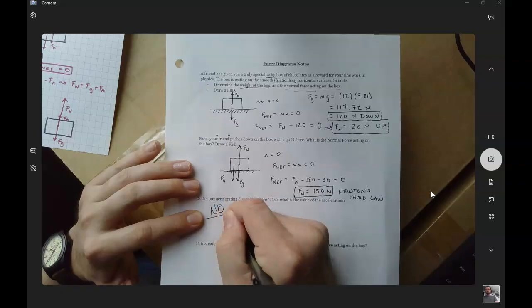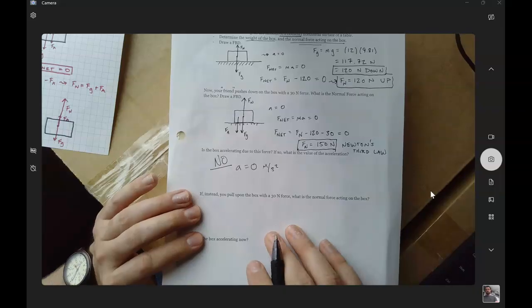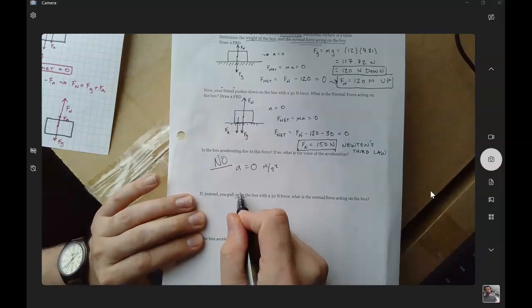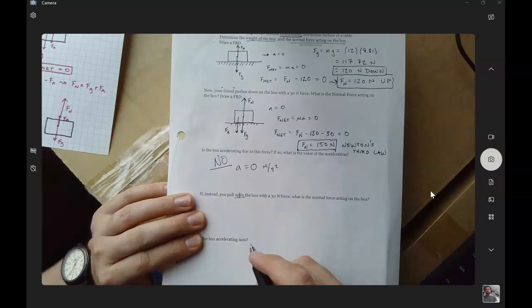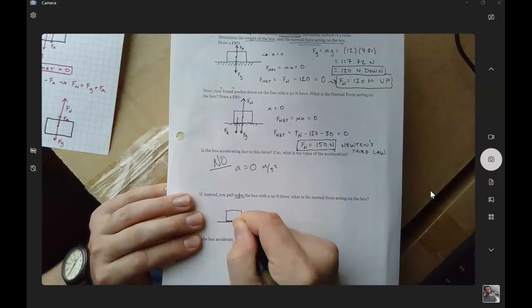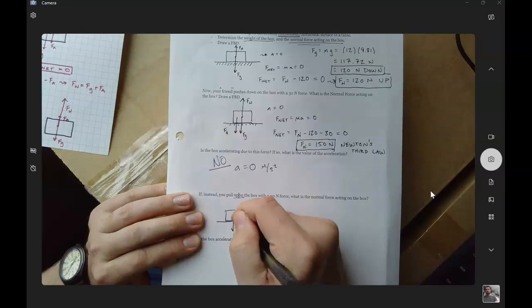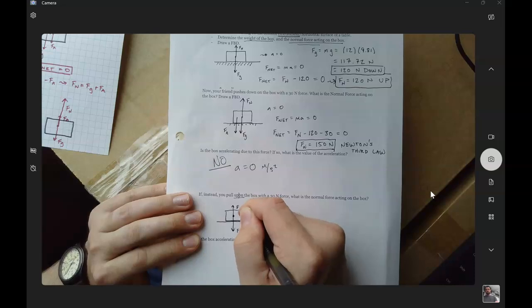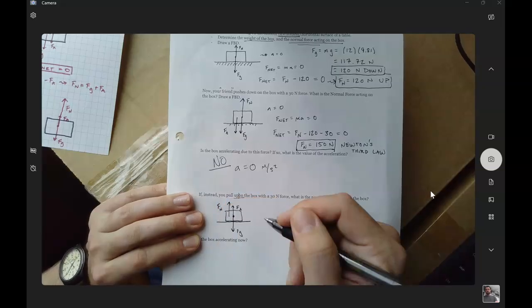No, not accelerating. Okay. If instead you pull up on the box with a 30 newton force, what is the normal force acting on the box? Well, let's draw a free body diagram. There's our force of gravity. And now we pull up, maybe we're attempting to lift this thing, with a force of 30 newtons. And then there's also this normal force, which is pushing upwards on it, F normal.